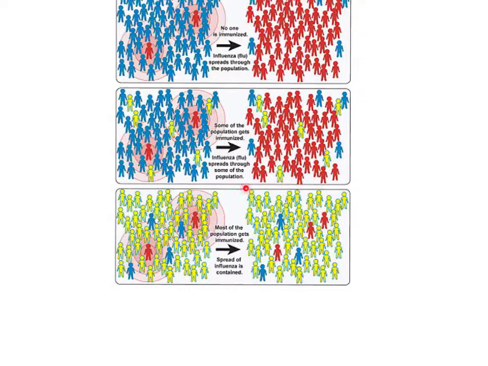So that's why we look to try and immunize 85 to 90% of the population, and that will confer immunity on the majority of the population, okay. So that's what we call herd vaccination.